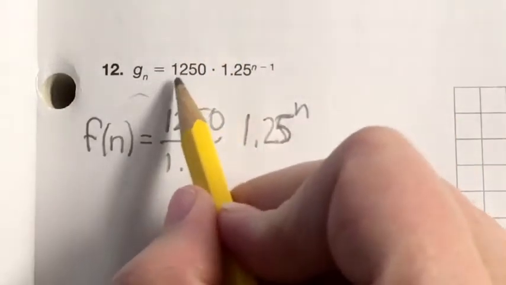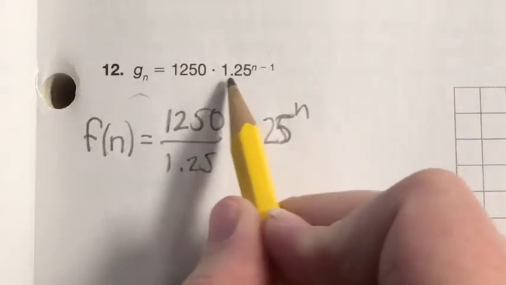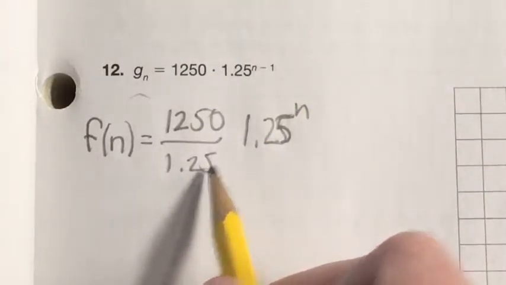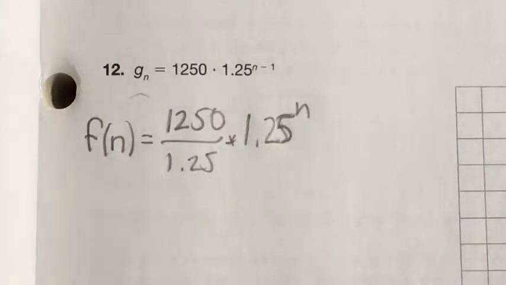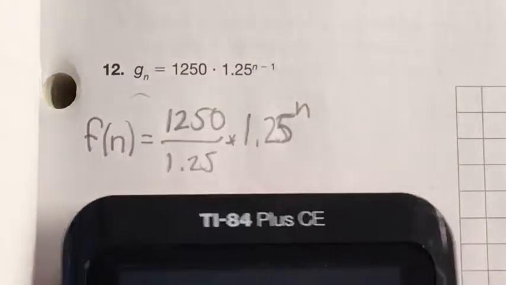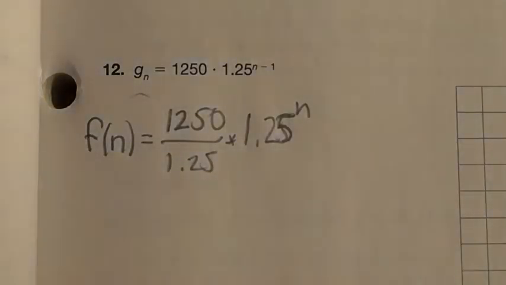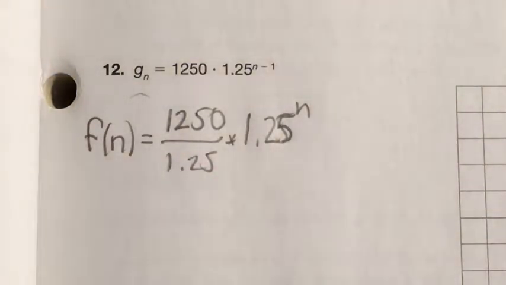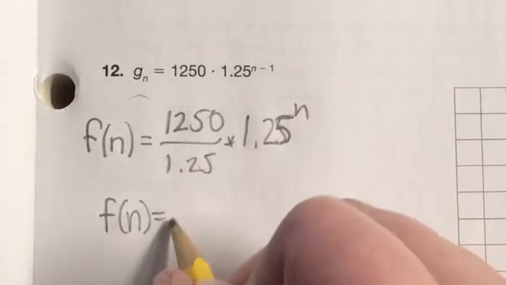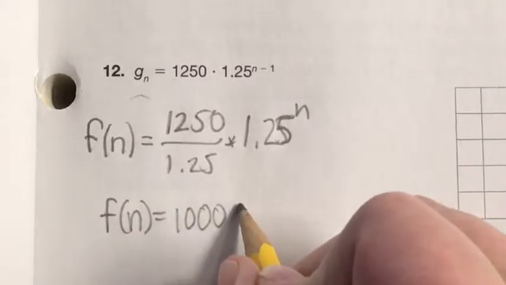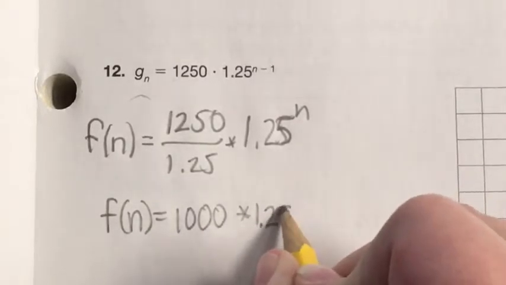F of n, so the first number goes right here. The thing that's being put to the power goes underneath, and then times by 1.25 to the n. Then use your calculator. What is 1250 divided by 1.25? 1,250 divided by 1.25. It's 1,000. Good, 1,000. So our final thing for this is f of n is equal to 1,000 times 1.25 to the n.